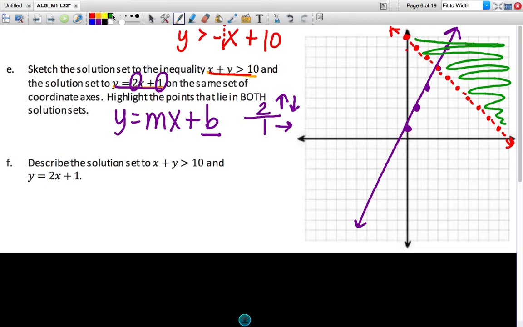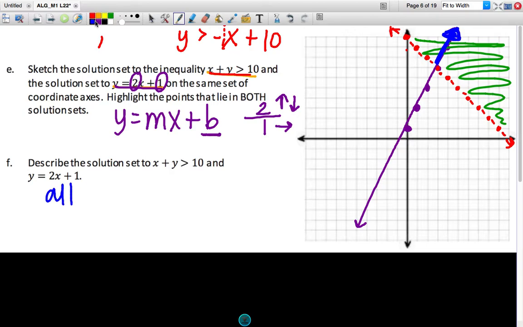So when I look at how I graph the inequality and how I graph the equation, the only points that lie in both solution sets would be this part of the axis right here, this part of this line, because it happens to fall on both the line and in the shaded region. So how would I describe the solution set to this inequality and equation?